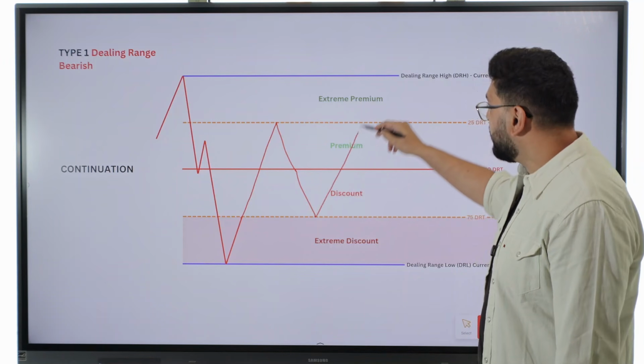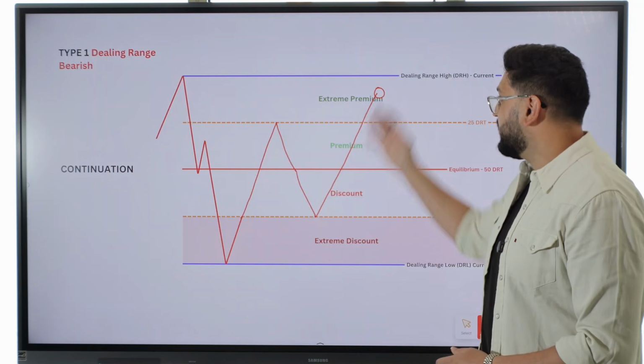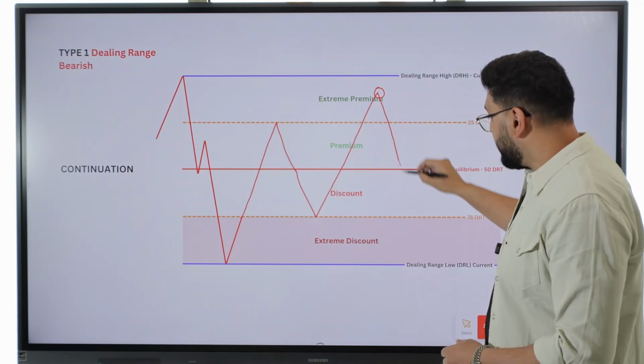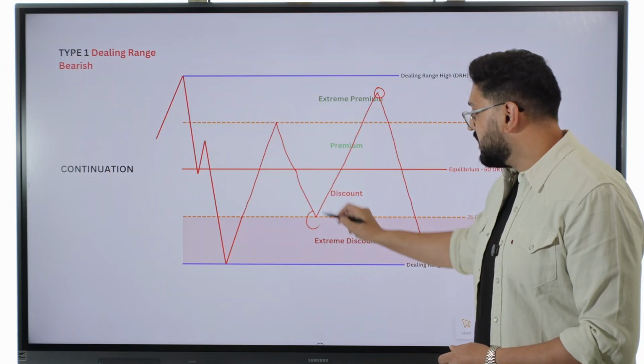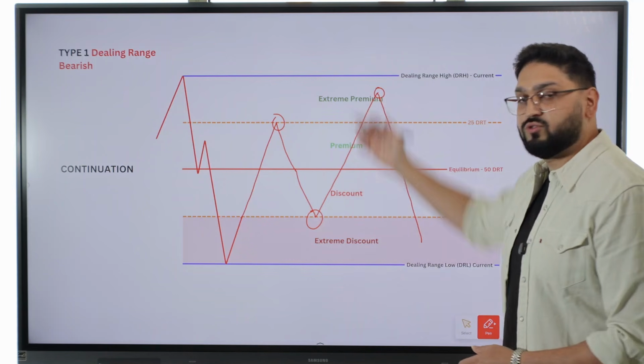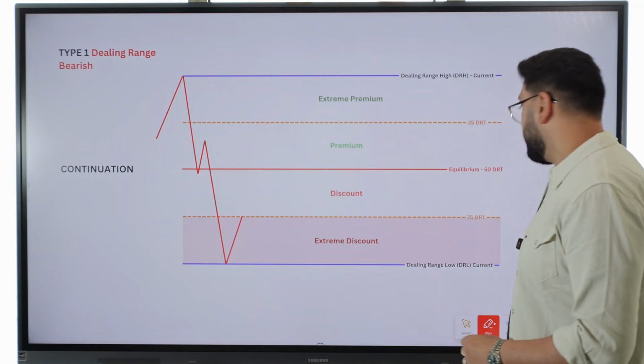We will then see the market run higher into an extreme premium, where if we are bearish, we will ideally look for short setups here, and then we'll see the market reprice back down to an extreme discount, hunting the highs and lows as it bounces between an extreme premium and an extreme discount. But I'll get into that a little later.